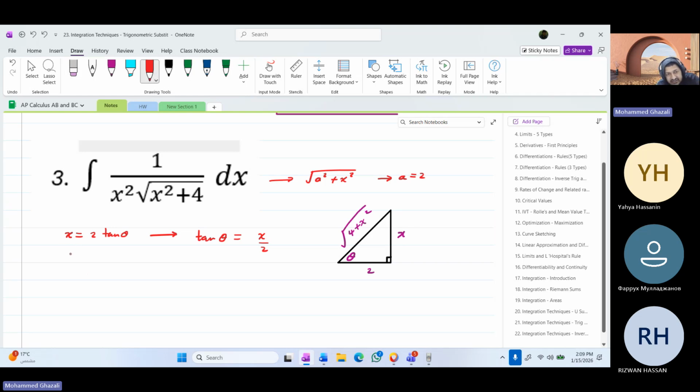Now find the derivative of tan theta. So dx d theta is 2. What's the derivative of tan? The derivative of tan is sec squared theta. So I got 2 sec squared theta, so dx is 2 sec squared theta d theta.